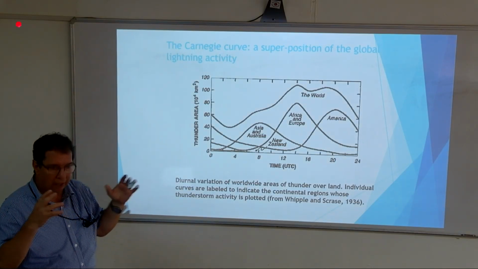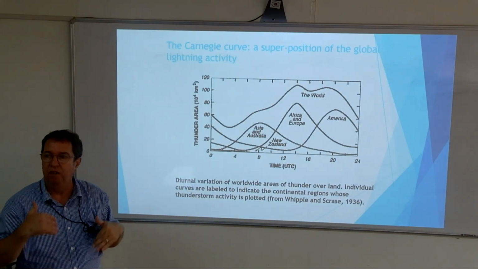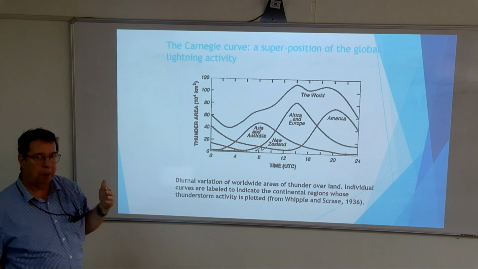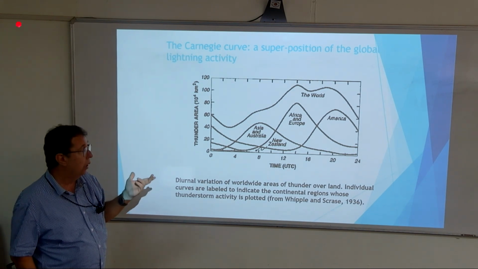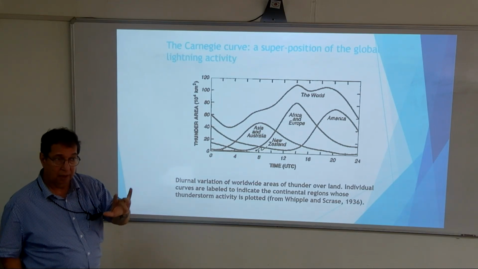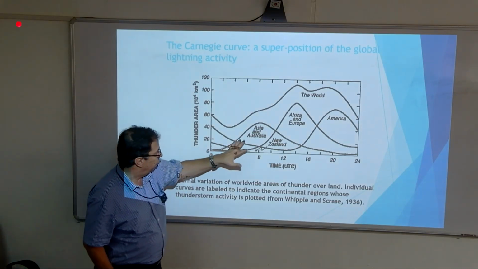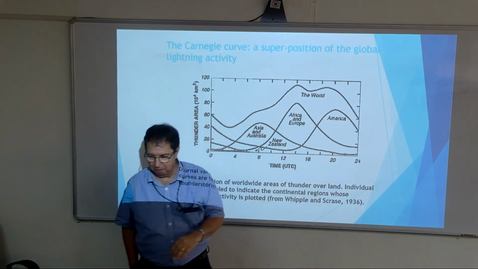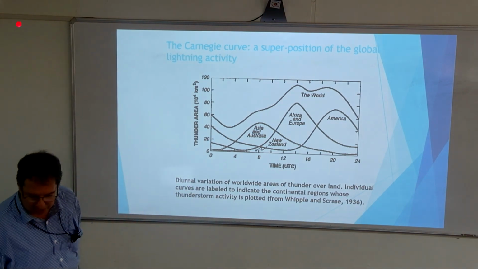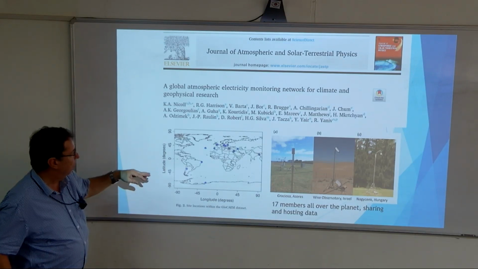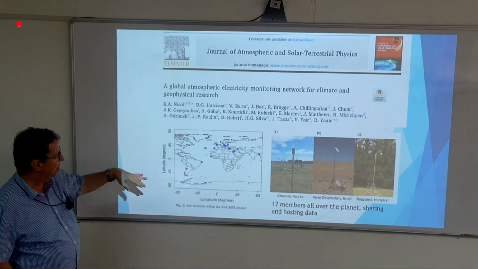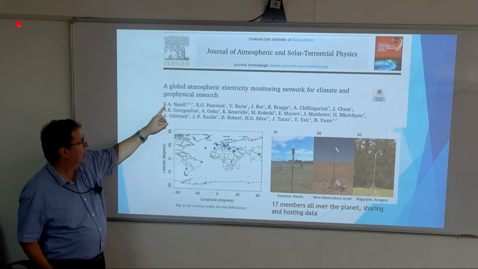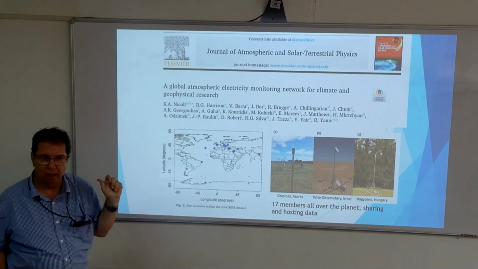Am I right? So every part of the Earth contributes differently to the charging of this global electrical circuit, and lightning plays this major decisive role in charging, but it's not constant at any given place. But on average, if you look at a continental scale, Asia, Africa, and America, you will get this daily behavior. So we have a network of stations, and these are the names of the researchers. It's led by a lady from the University of Reading in the UK, Kerry Nicol.